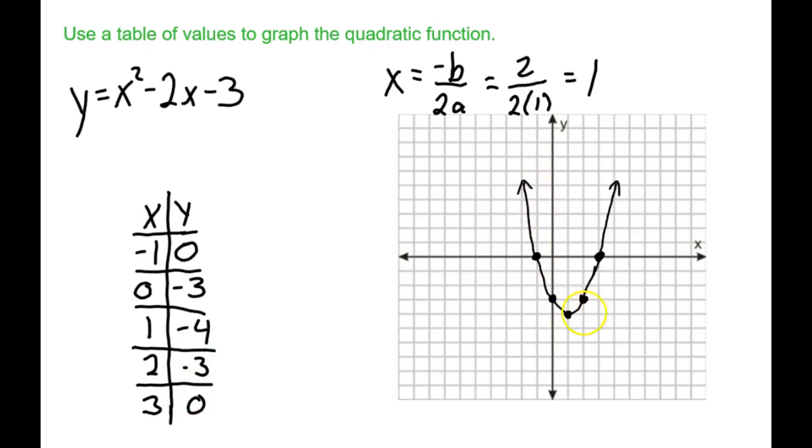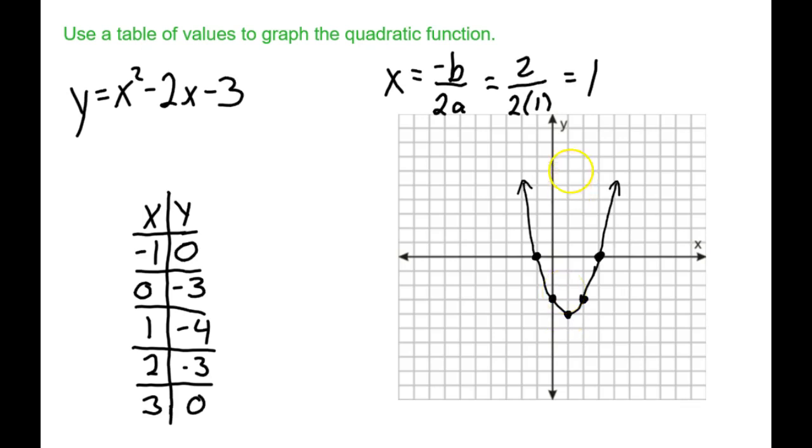So once we plot all those ordered pairs, we construct a smooth curve through the graph. This isn't a point, it's not a V, it's more of a U-shape. That's what the parabola is. And you can notice some things about the graph. Our vertex, which was (1, -4), is going to be the minimum value for this particular graph.